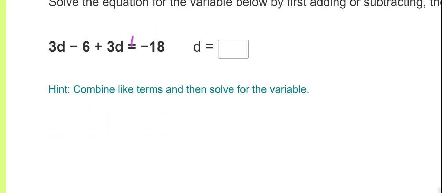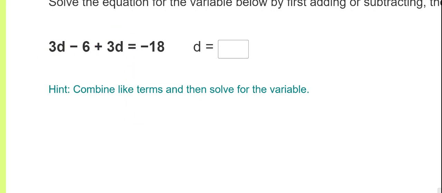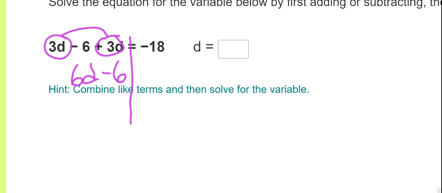So we're going to look at separating the right side and the left side, circle the variable term and the sign to the left. Now, here we have two variable terms with the same variable. So we have +3 and +3. So we put those together. We're going to add them. They're both positive, and that's going to give us 6d. So that's 6d minus 6 equals -18.